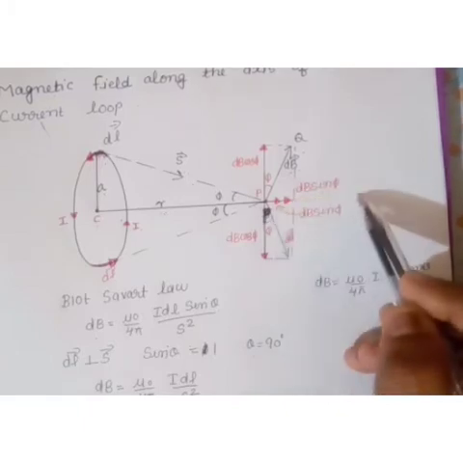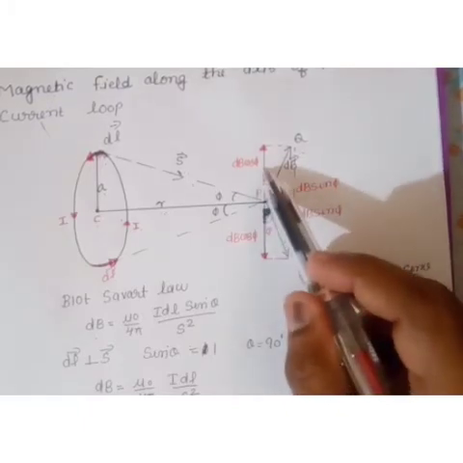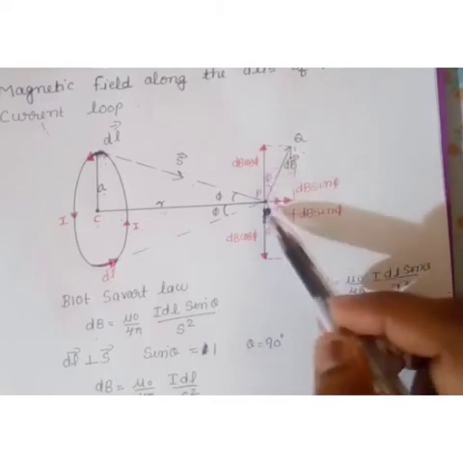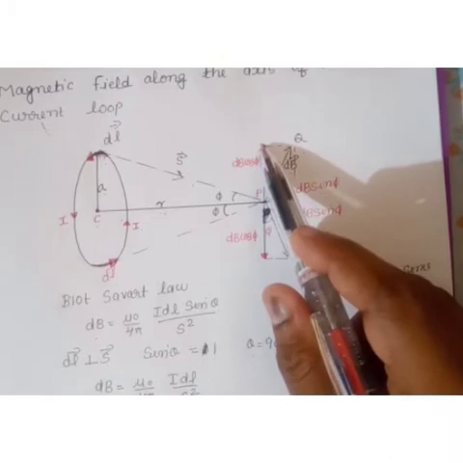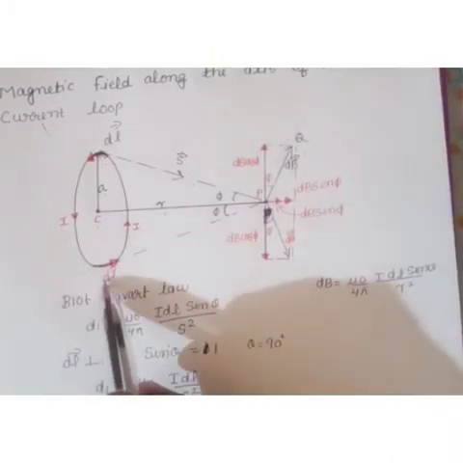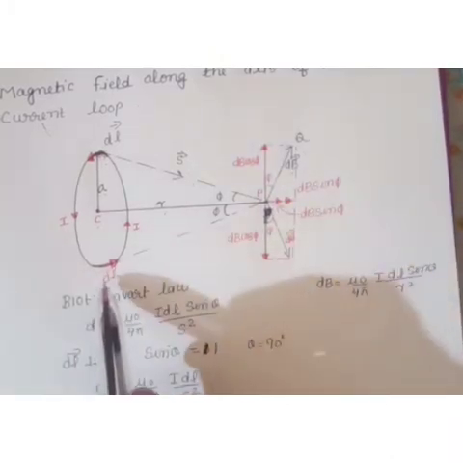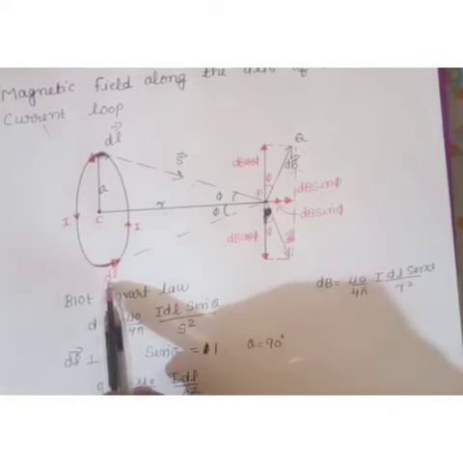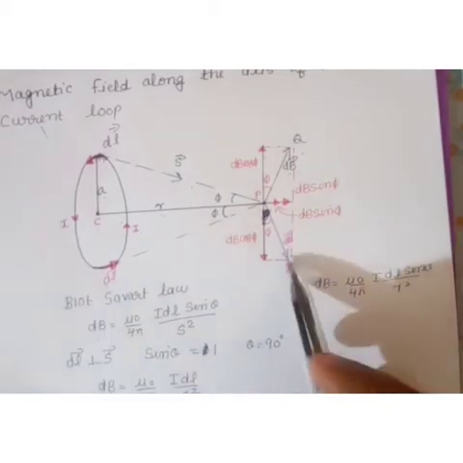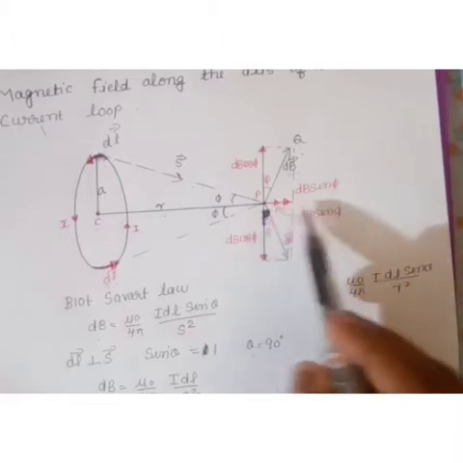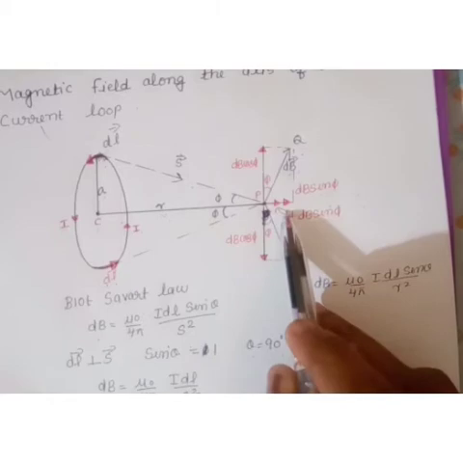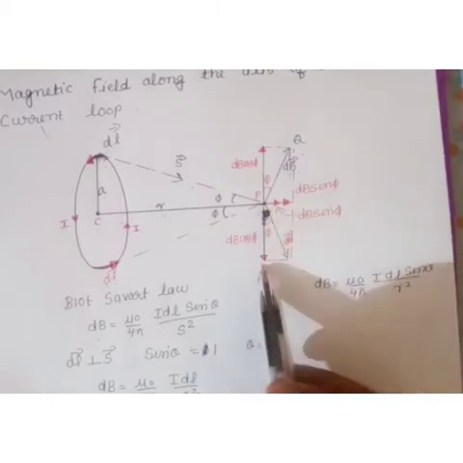That is dB sin phi along the x-axis, and dB cos phi perpendicular to the axis. That means dB cos phi along the y-axis. And also how to find out the magnetic field dB at the bottom of that current carrying circular loop. Also we get the magnetic field dB, and also resolve dB into two rectangular components. Again we get dB sin phi along the x-axis, then dB cos phi along the y-axis.